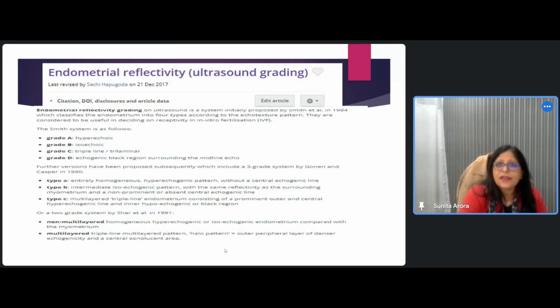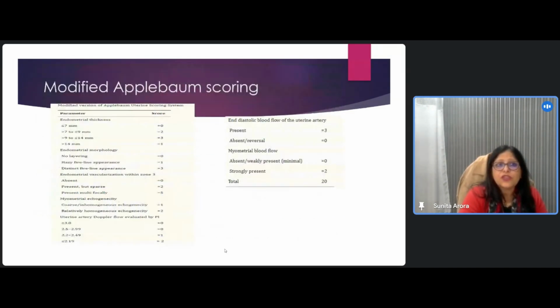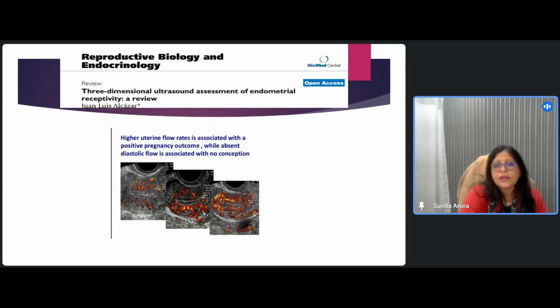For endometrial grading by ultrasound, there are various ways which are described in literature. One of those which is most commonly practiced is modified Applebaum scoring. Just for a quick revision, it considers endometrial thickness, then vascularization within zone 3, then the myometrial echogenicity, then the uterine artery Doppler flow, and diastolic blood flow of uterine artery, and myometrial blood flow. So these are few points considered in modified Applebaum scoring.